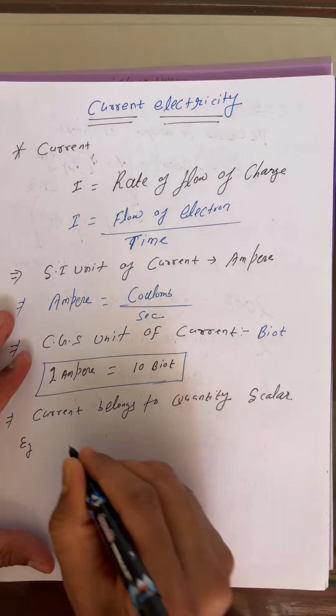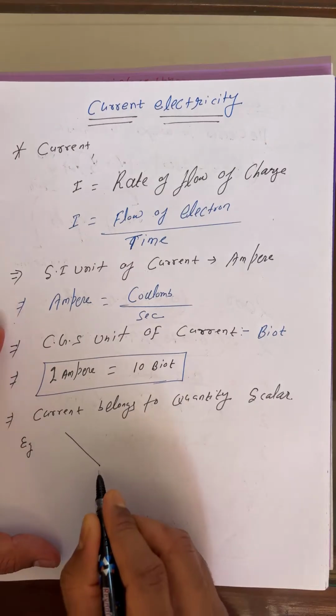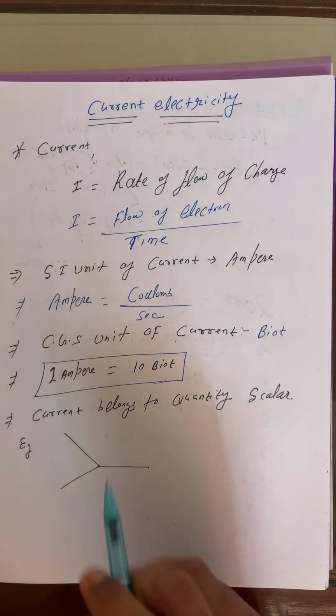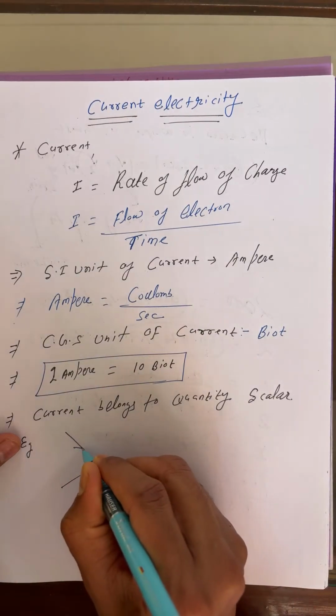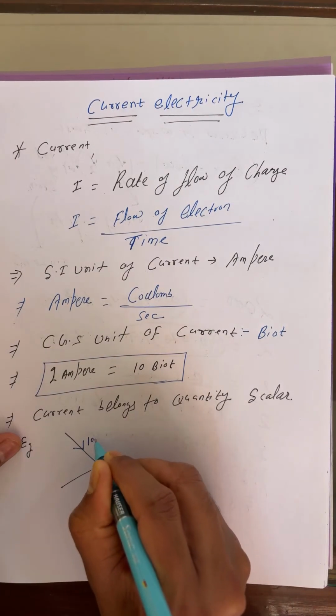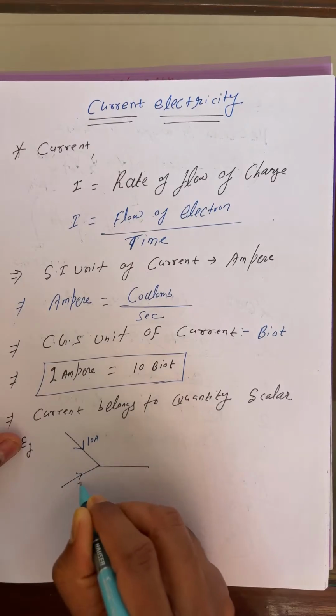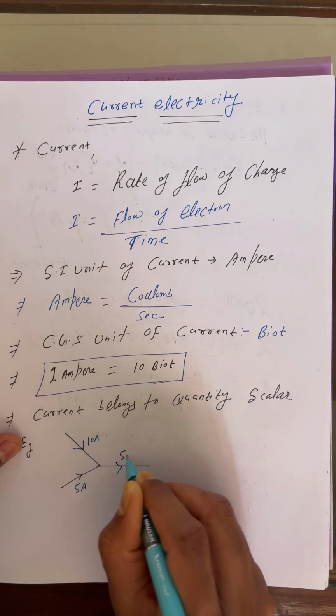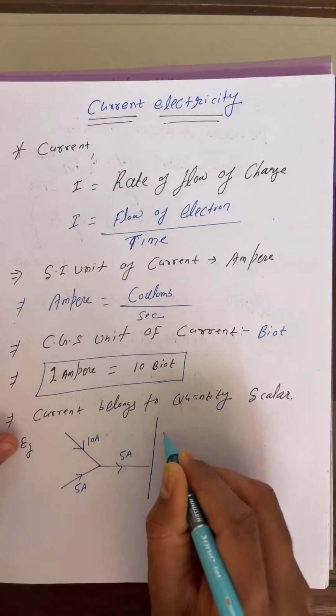Okay, fine. You can understand with an example. Now, current is coming from this side, and finally going out like this side. So you can take this as 10 ampere, and this as 5 ampere. 10 minus 5, what can you write, my dear? This is 5 ampere.